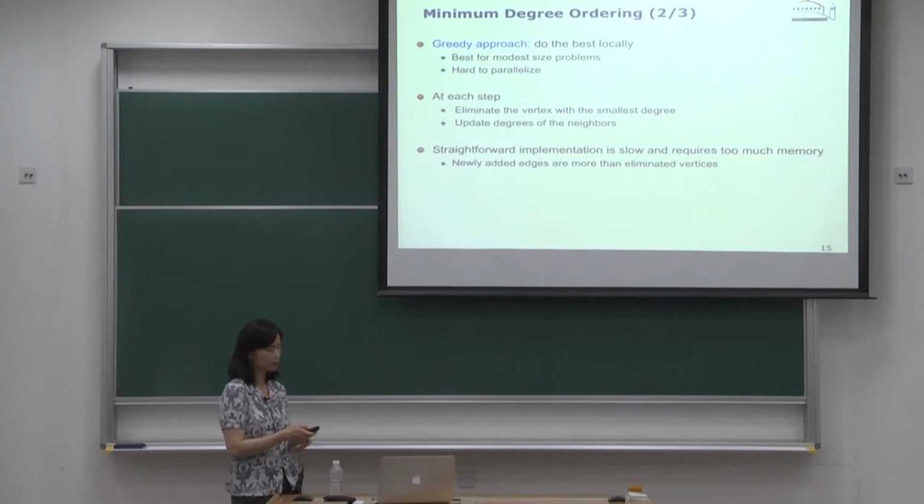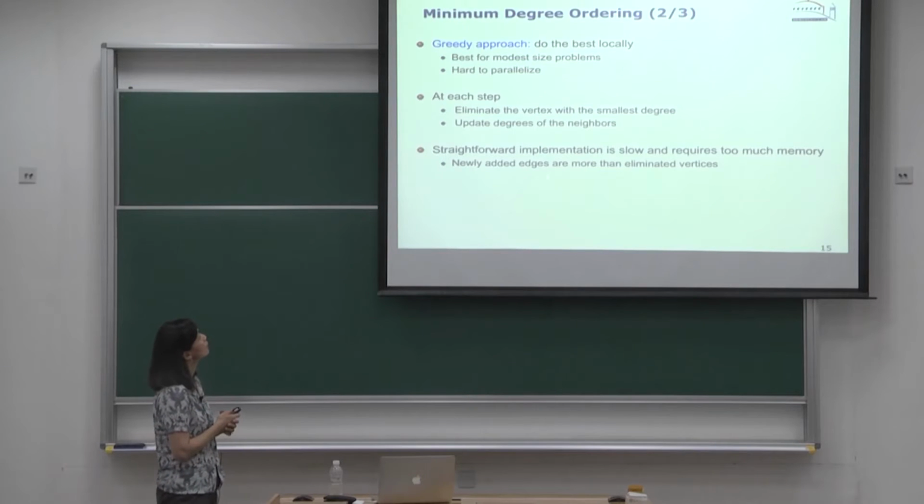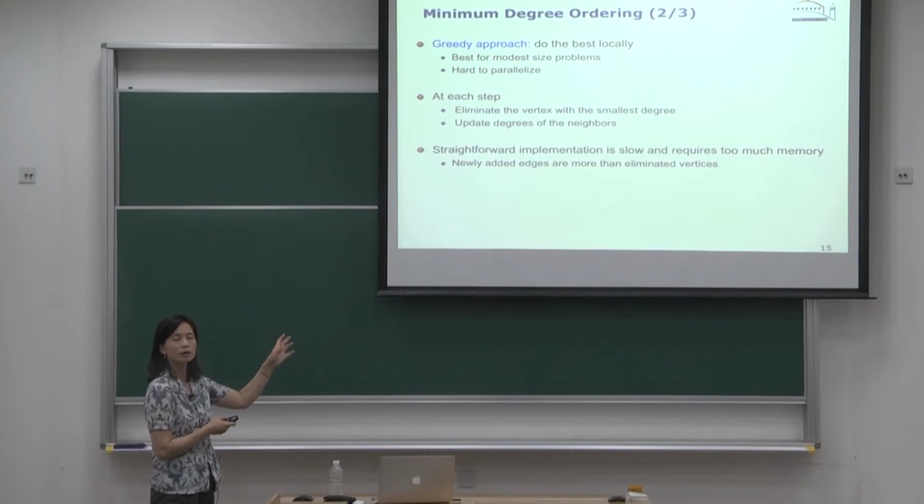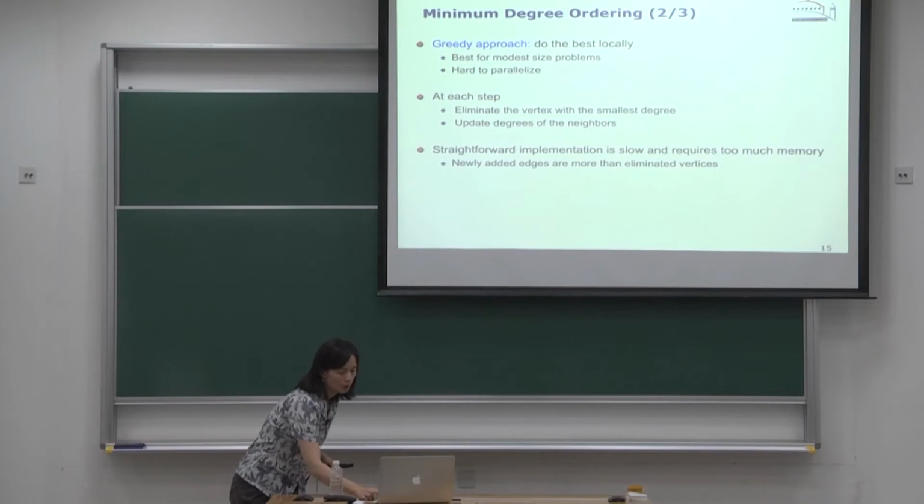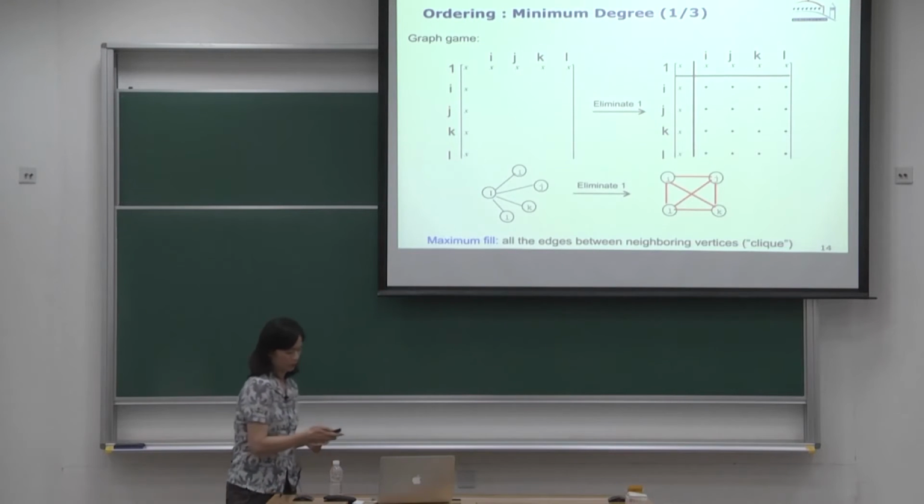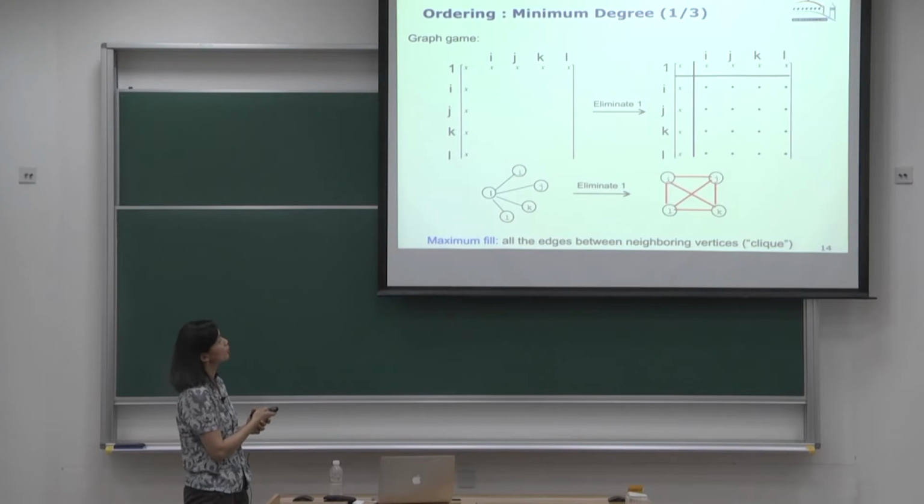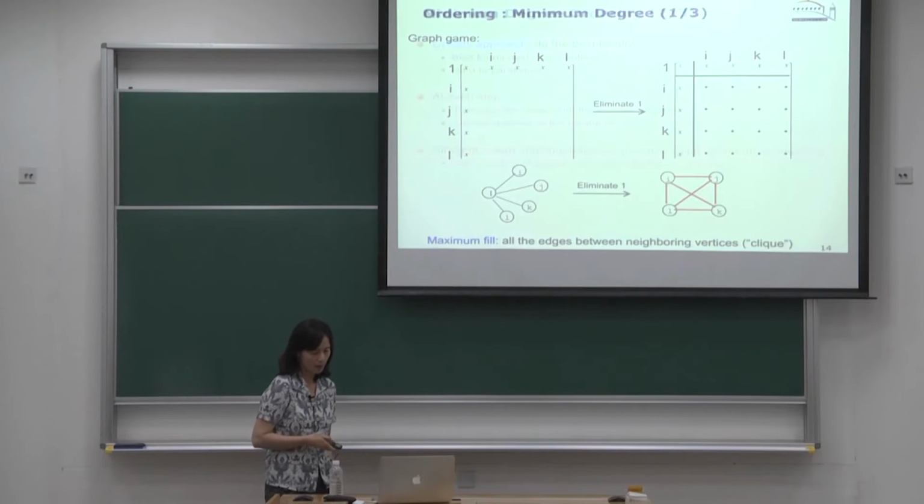So the game is simple. You just eliminate the vertex with the smallest degree, and then you have to update. Once this vertex is gone, you have a graph of size n-1. Then you need to update the degrees of the neighbors, because all these neighbors will be affected. Their degrees will change, so you have to do some bookkeeping to keep track of those.